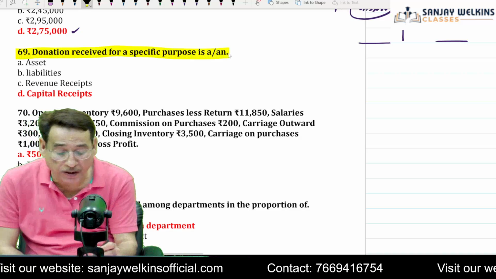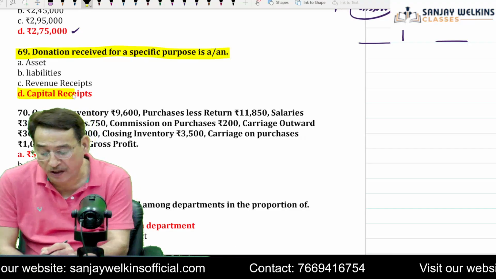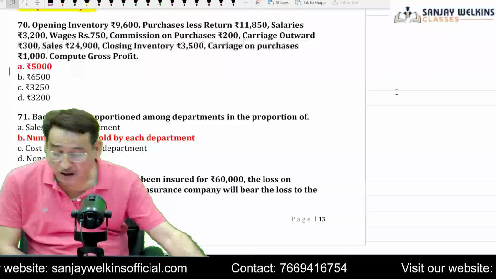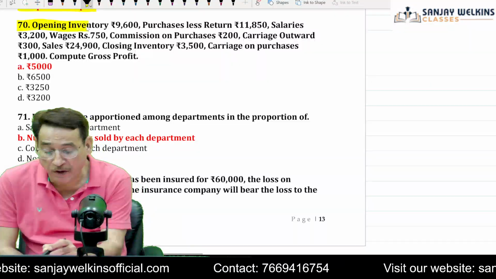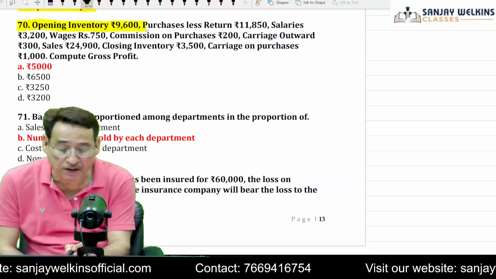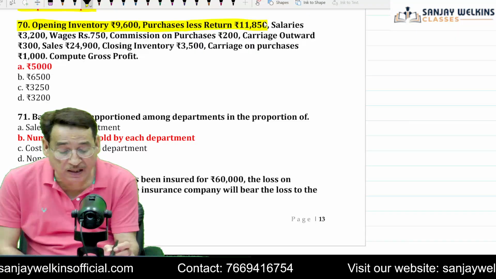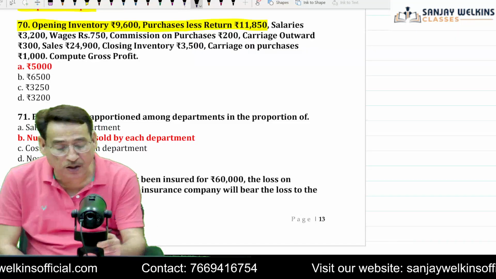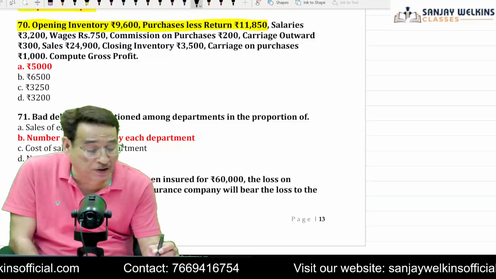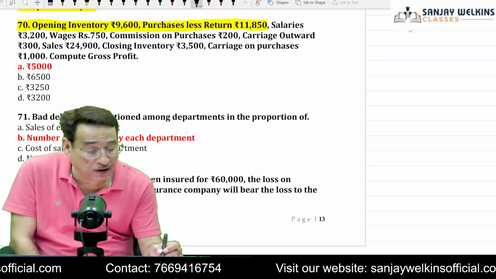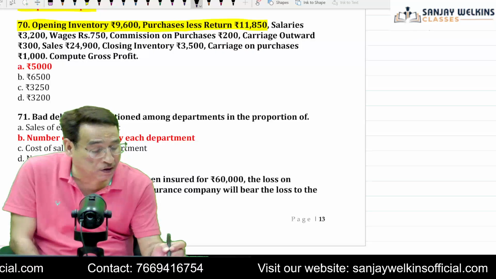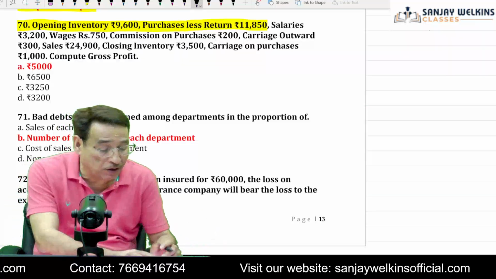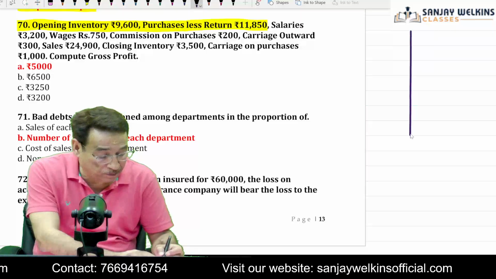Donations received for a specific purpose. Of course, we treat it as capital receipts, correct? In question number 70, it is given opening inventory 9,600. Purchases less returns is 11,850. In order to get the answer, you can simply prepare a trading and profit and loss account in this particular question. Correct? Trading and profit and loss account to get the correct answer.